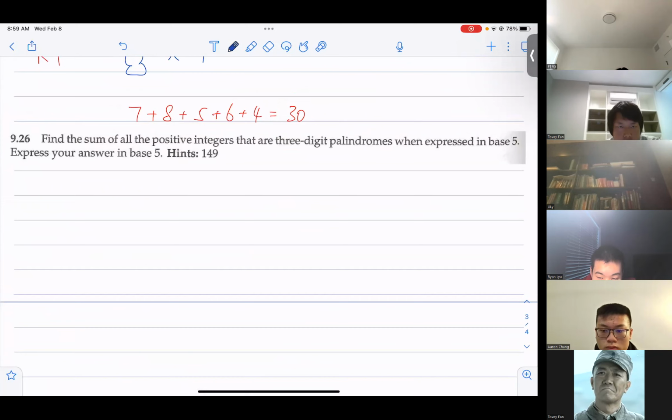So here, we're gonna find, give you guys some time to read it. We're gonna find all the integers that are 3-digit palindromes in base 5, and then add all of them up.